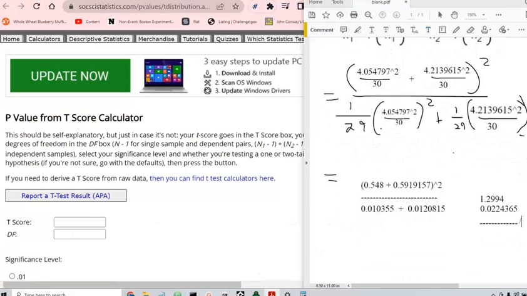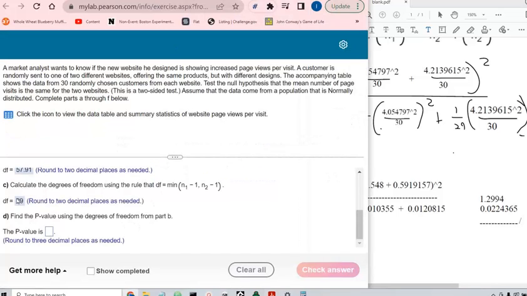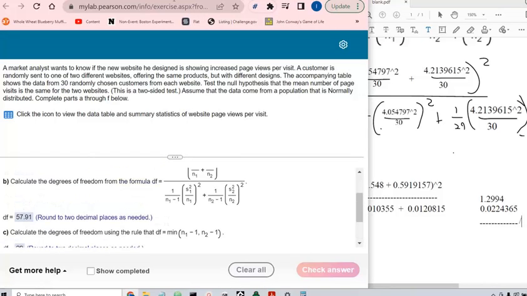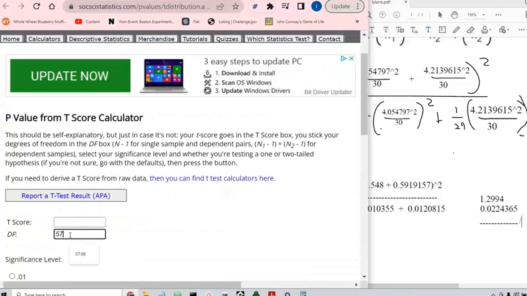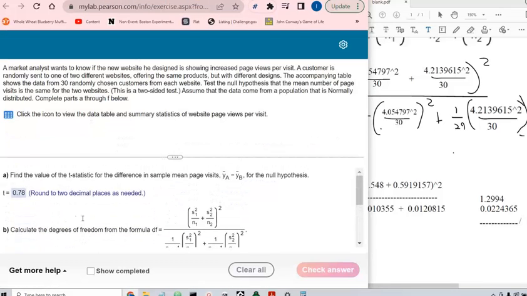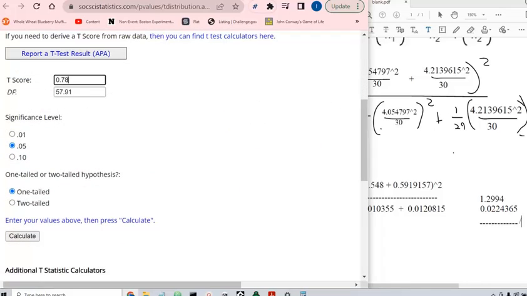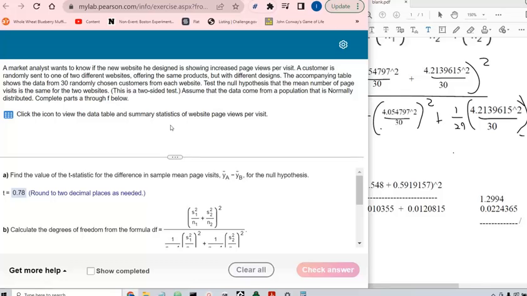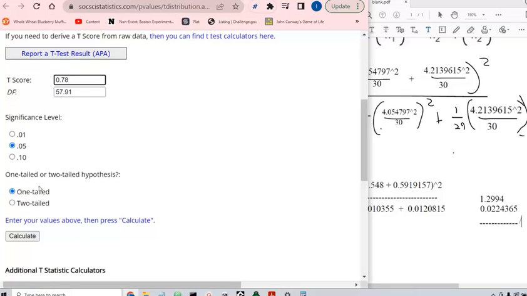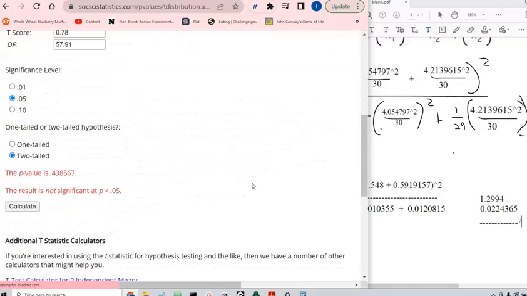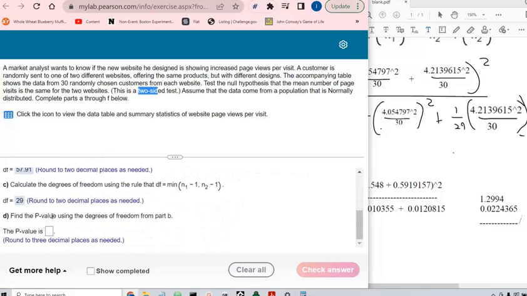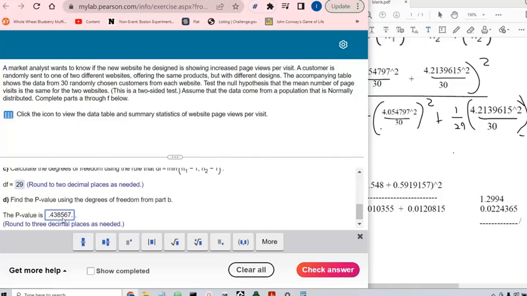So I forgot what we have. Use the degrees of freedom from part B. So they want us to use 57.91 for the degrees of freedom. And the t-value we got was 0.78. And the significance level, you can just ignore. The tail part does matter. They said it's a two-sided test, so make sure you choose two-tailed. P-value is 0. Blah, blah, blah, blah. 3 decimal places, so this rounds up to a 9.